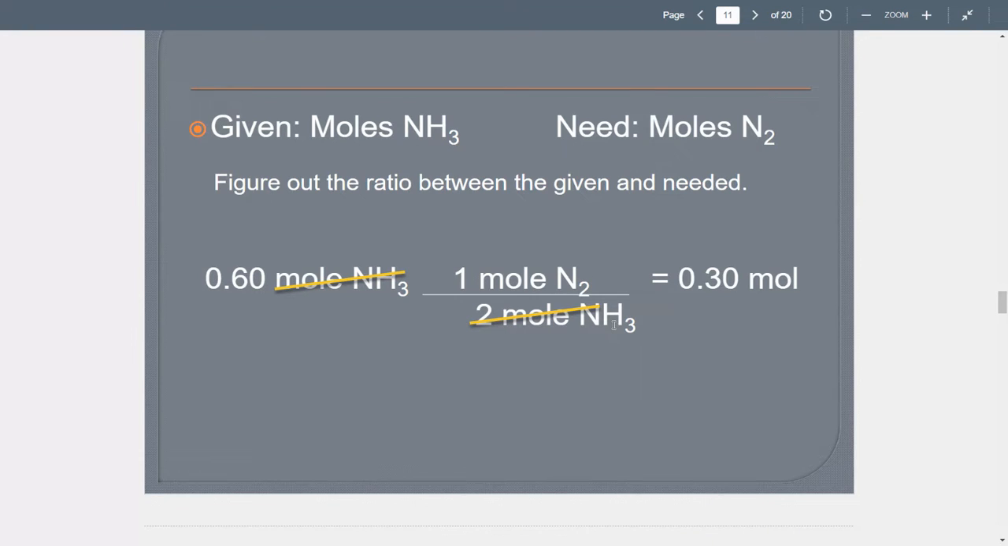And where do these numbers come from again? Your equation. What's the number in front of NH3? 2. What's the number in front of N2? 1. What's 5.4 times 2? 10.8, right?